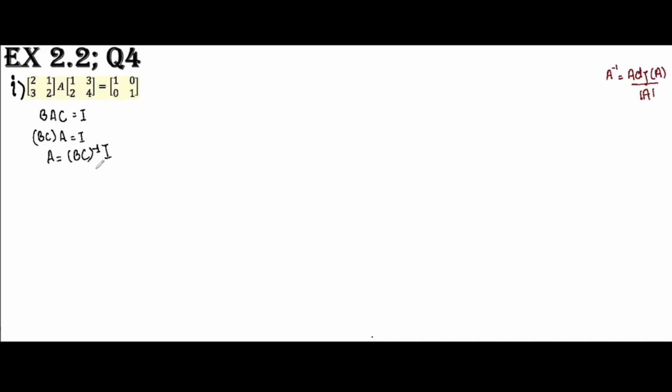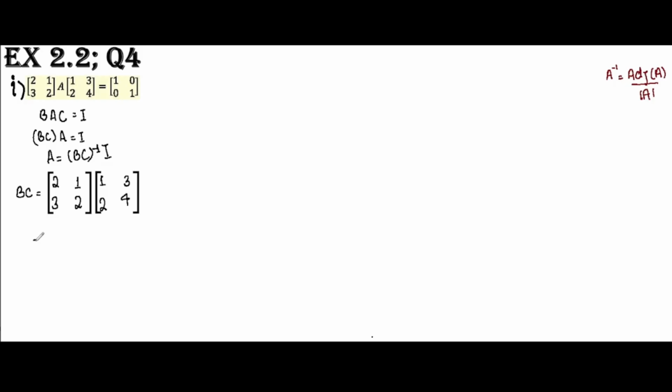To solve this question, first of all, we are going to find a product of matrices B and C. B is this matrix and this is matrix C. So first of all, we are going to find their product. BC equals to, we are just going to write these matrices over here. So B is 2, 3, 1 and 2, and C is 1, 2, 3 and 4.